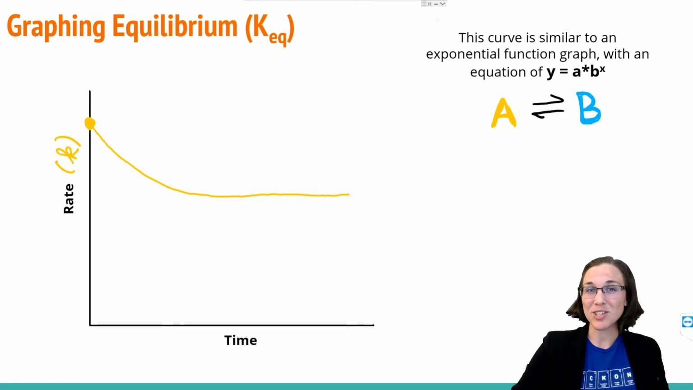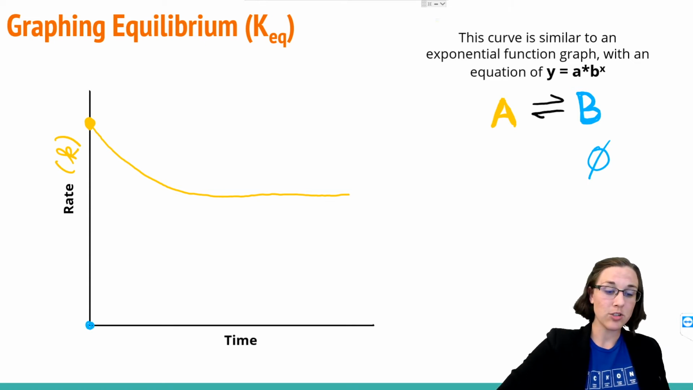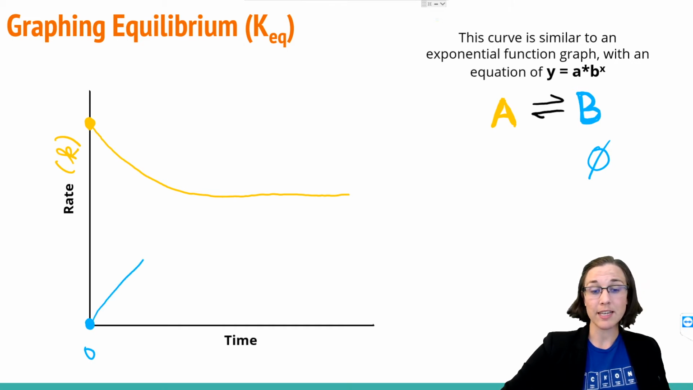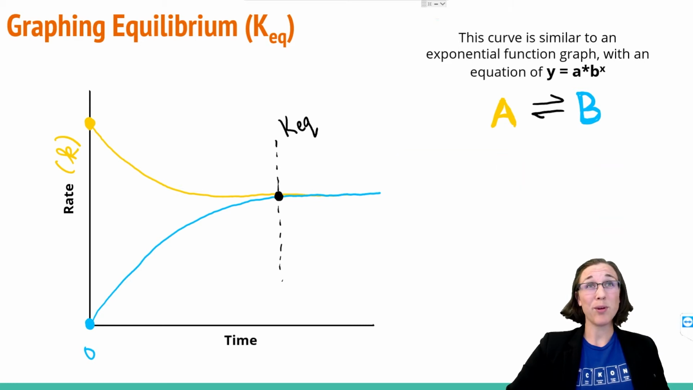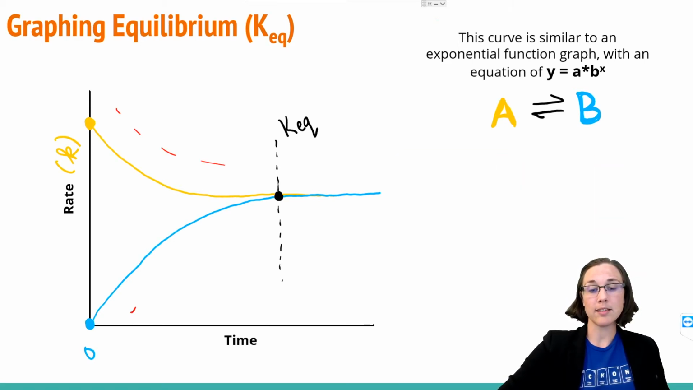And as we just mentioned, when the reaction first begins, there is no B present. So we're going to put the initial starting point for B at 0. But as A gets converted into B, the rate for B formation is going to increase substantially and then also reach a flat line. The point at which both of these chemical reaction rates become flat is where our equilibrium is.